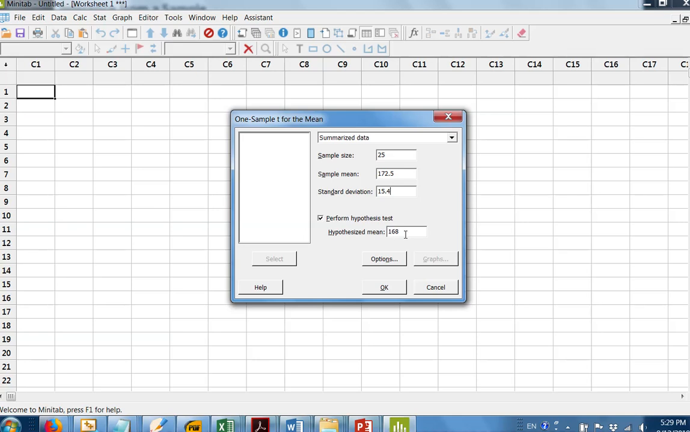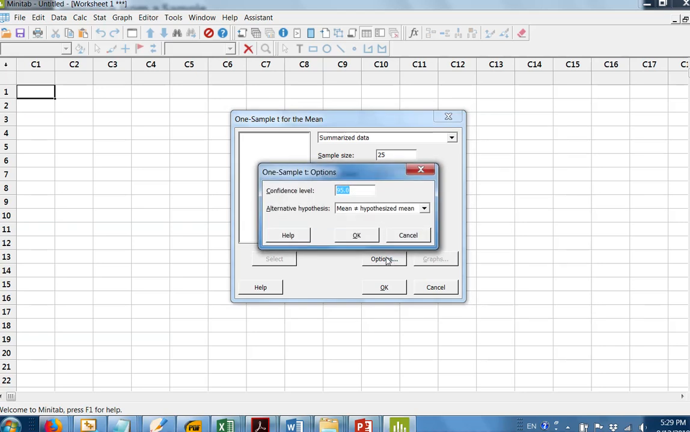Hypothesized mean 168. We click options. Here we are given alpha equals 0.05. Equivalently, we have a confidence level 95%.